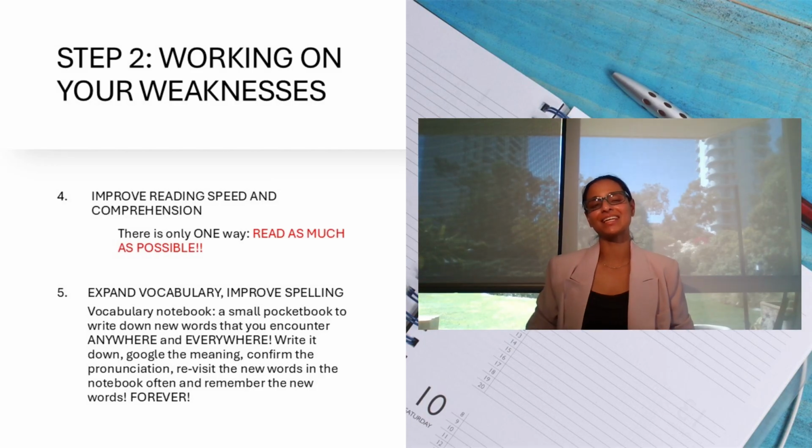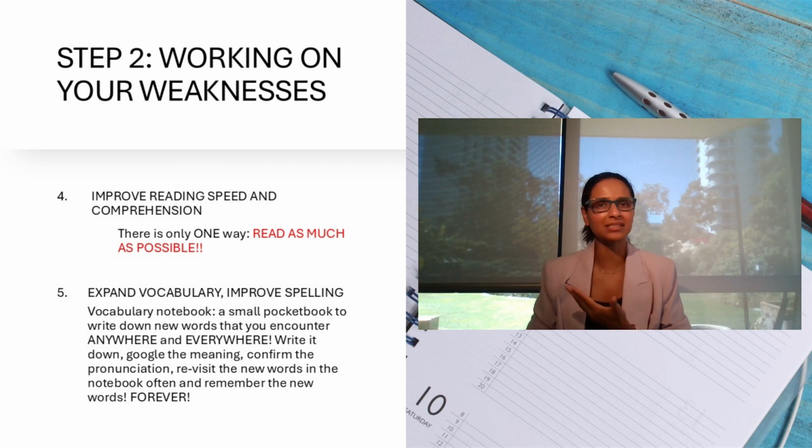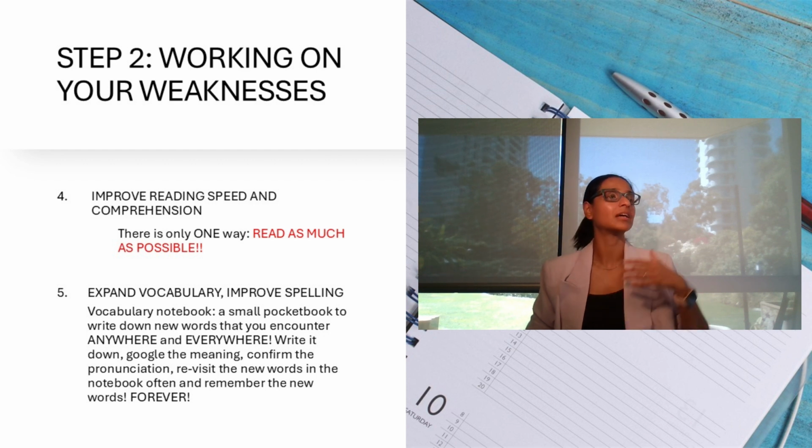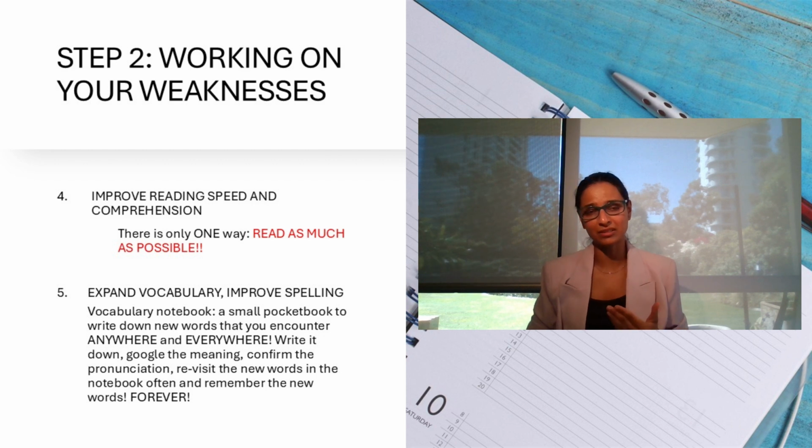Unfortunately, there's no other way to say it. In order for you to improve your reading speed and comprehension, there is only one way. You need to read as much as possible. There are no shortcuts. There are no shortcuts. Whether you are reading short passages, long passages, the newspapers, which is the most difficult, magazines in English, textbooks in English, in your grammar book, sometimes there might be reading passages. The more you read, the more you attempt to understand what you are reading, the better you are going to be at reading, the faster you're going to get.